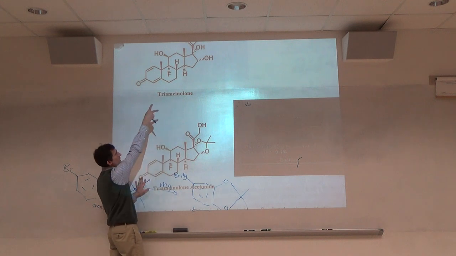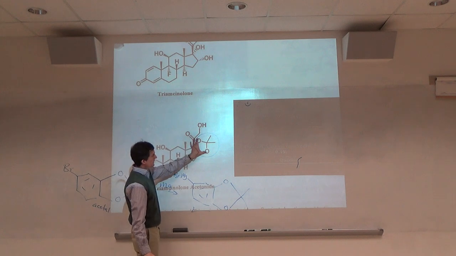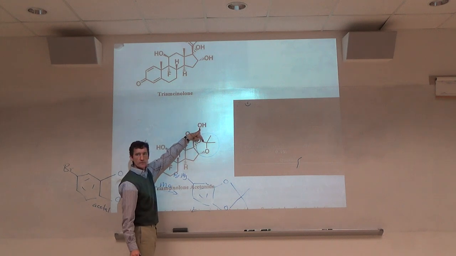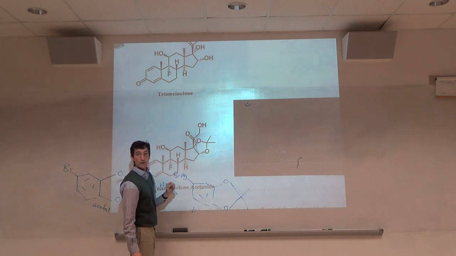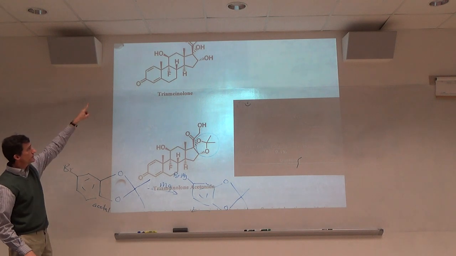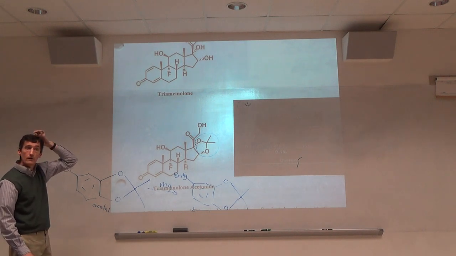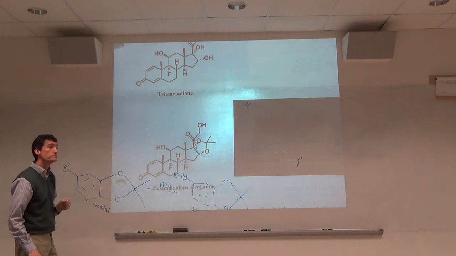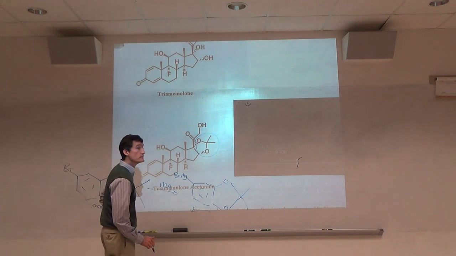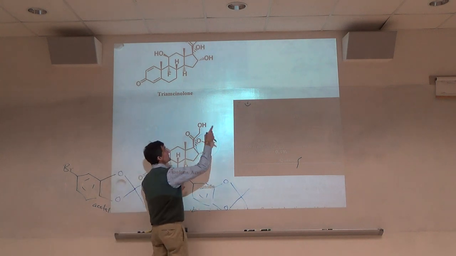What's the difference? Up there we have two OHs. Right here you have, what type of functional group do you have here instead of two OHs? Acetal. How would you convert that drug to this drug? What reagent? H3O plus would convert this to that.